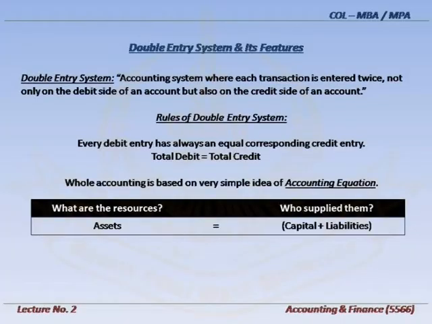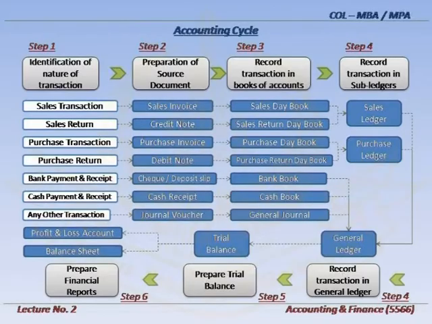After this, we learned the double entry system and its features. The whole double entry system is based on the simple idea of the accounting equation, and that is total assets shall always be equal to total liabilities and capital. With the end of this, we completed the learning of the second step of accounting, that is summarizing. Then we started our discussion on the third step of accounting, that is recording. We learned here the accounting cycle of recording a transaction in books of accounts, subledgers, and general ledger. We studied the steps through which each transaction goes right from initiation to reporting the transaction.